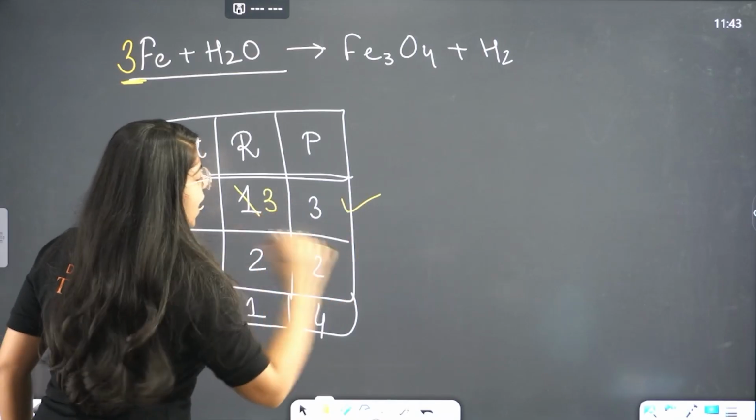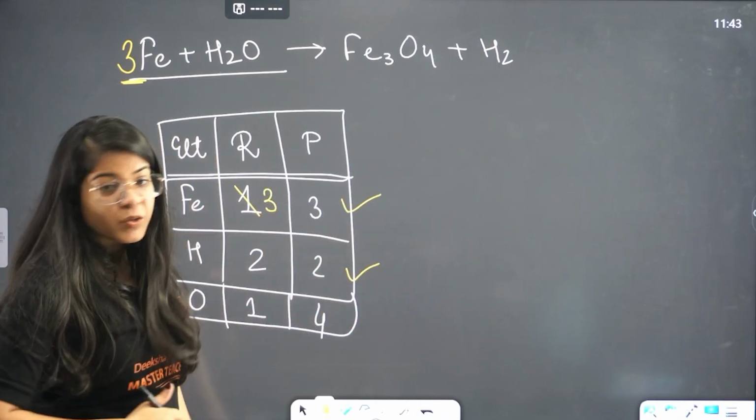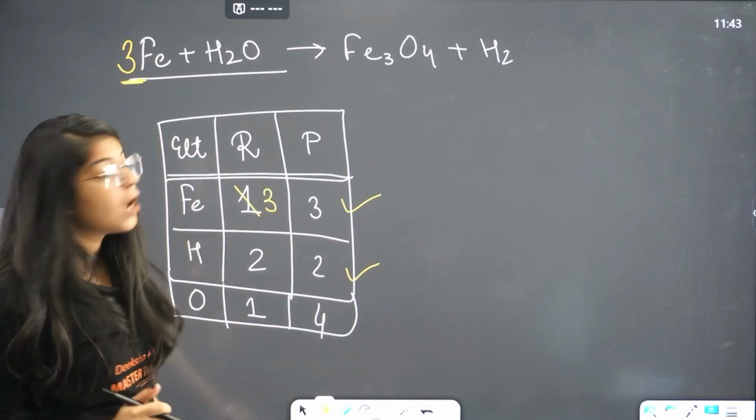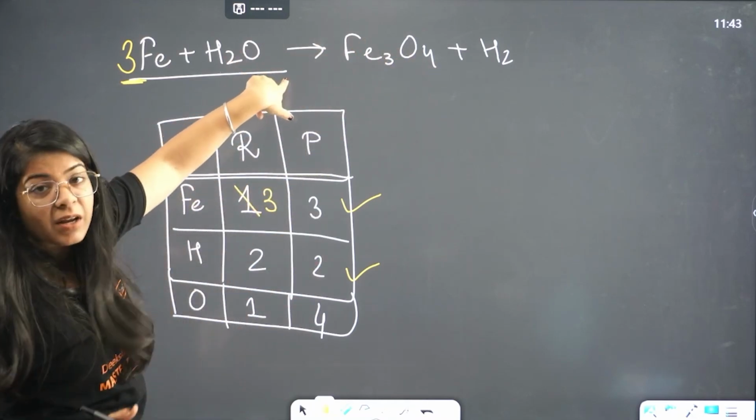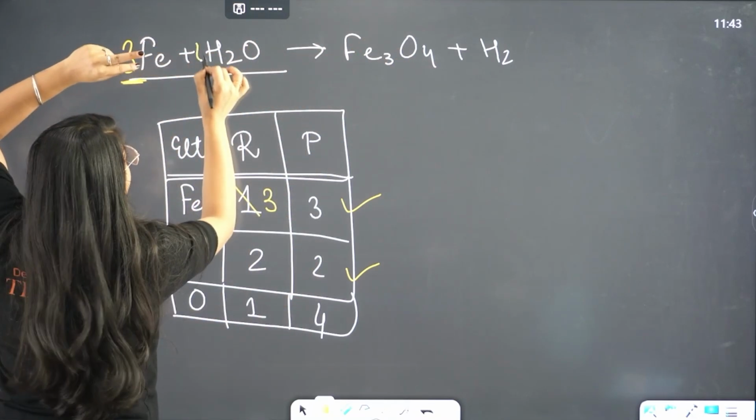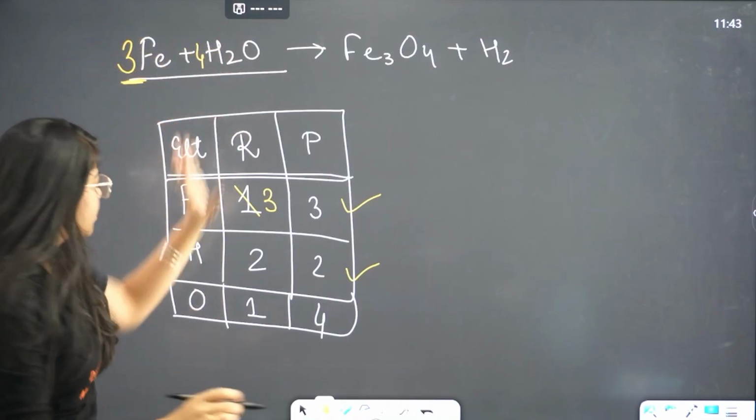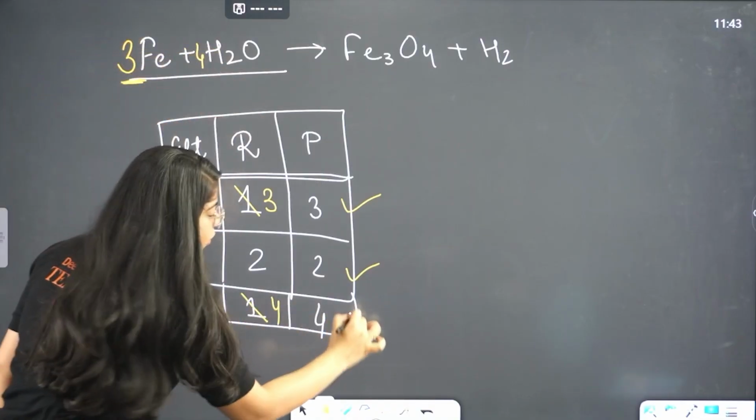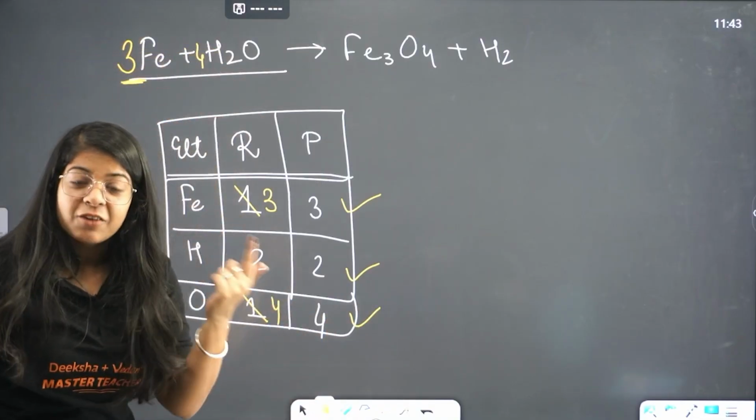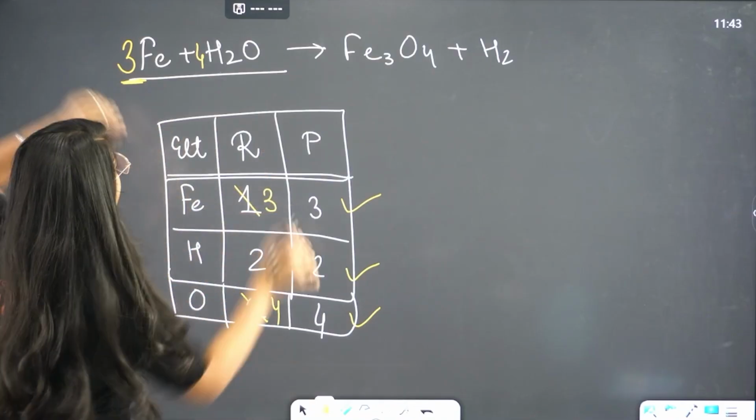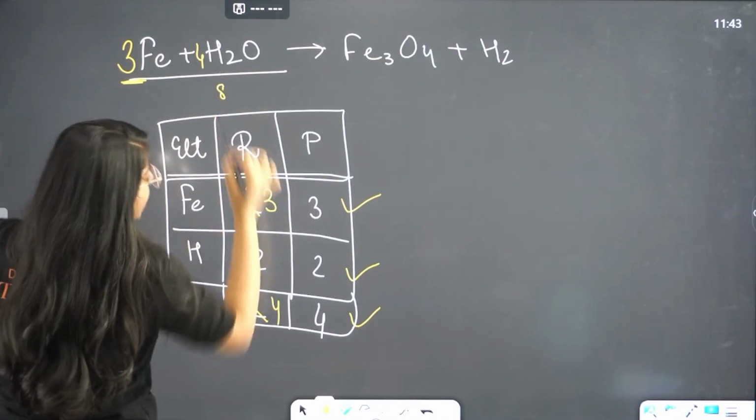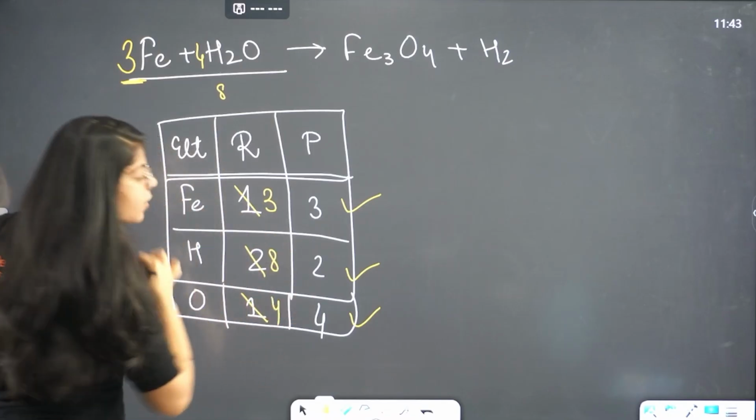Okay, Fe is balanced. H was already balanced. We just have to balance O. Now see, O is 4 here and O is only 1 here. So if I put 4 in front of H2O, O is balanced. O became 4. But in doing that, we unbalanced hydrogen. Hydrogen was 2. Now hydrogen is 4 into 2, 8 hydrogen.